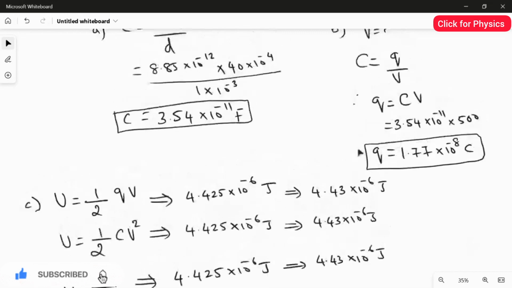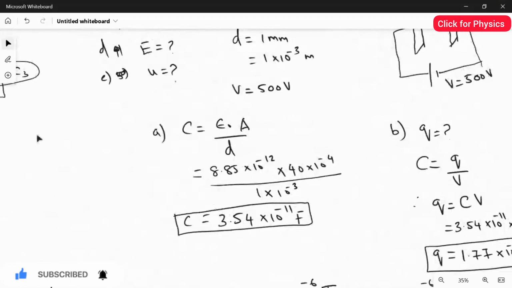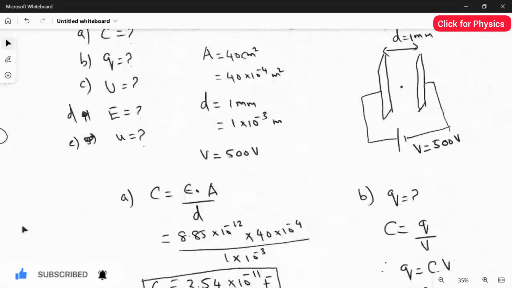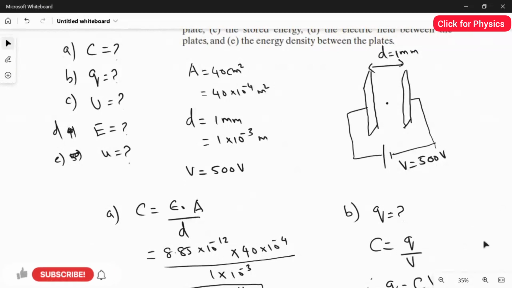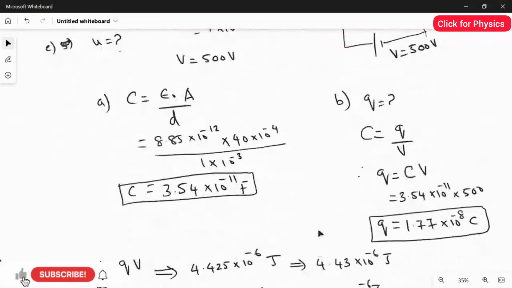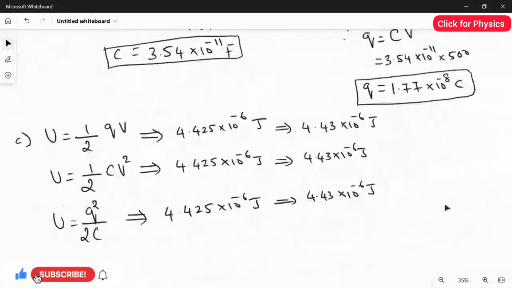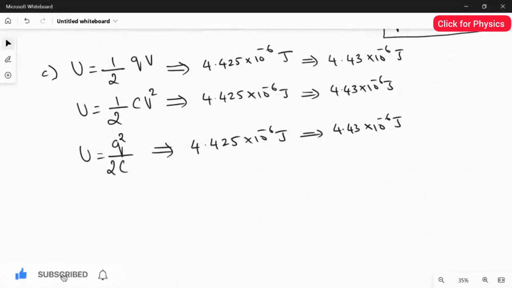So in the fourth part, we are going to find the answer for, I think, electric field, right? So you can see here, the fourth question is electric field. So I'm going to find the electric field. As we already know the formula for the electric field. What is the rule for the electric field? In between the two plates, you can get the electric field.